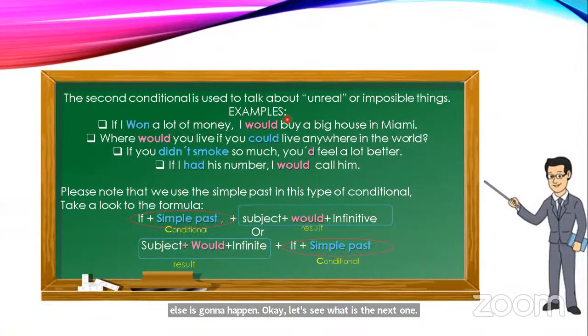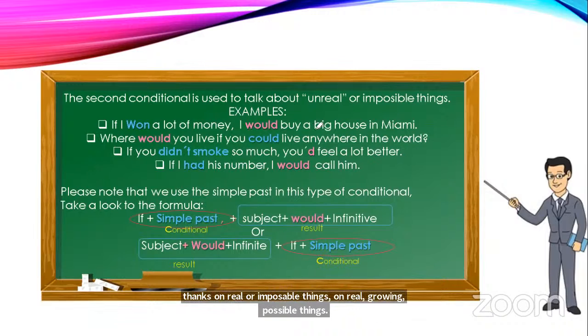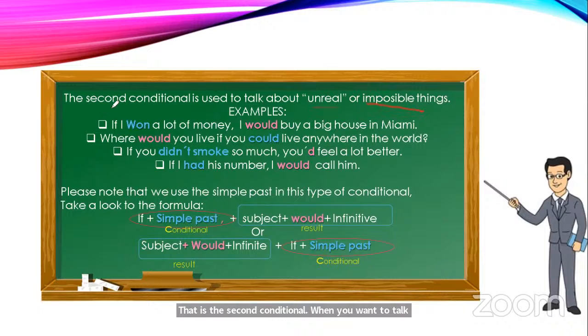So what is the second conditional, guys? The second conditional is used to talk about what? Look at this: unreal or impossible things. Unreal or impossible things. That is the second conditional. When you want to talk about something that is unreal or impossible, you can use the second conditional, guys. Look at the following examples that the next students are going to read.